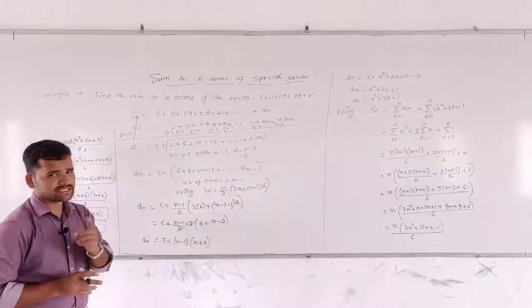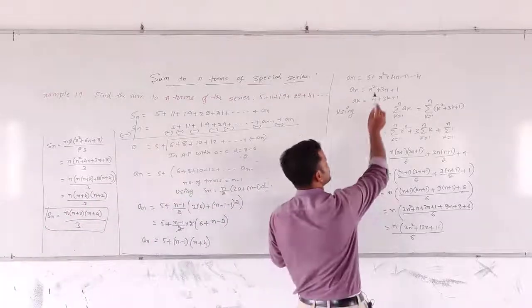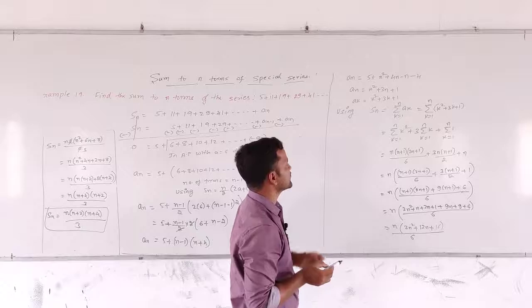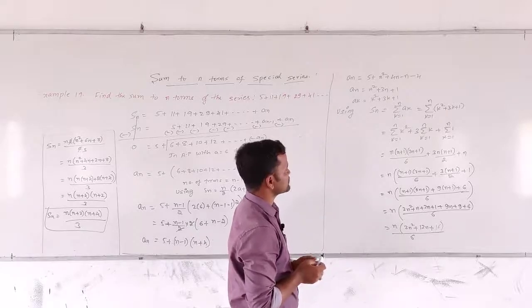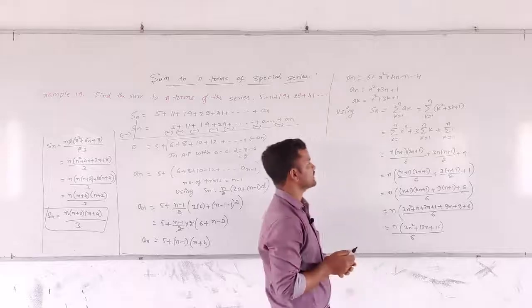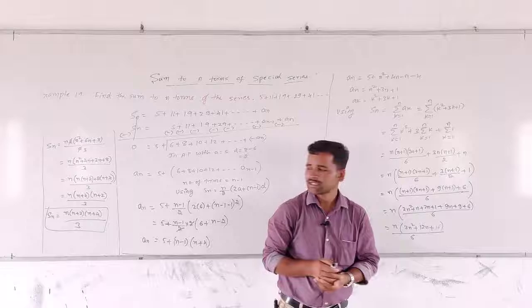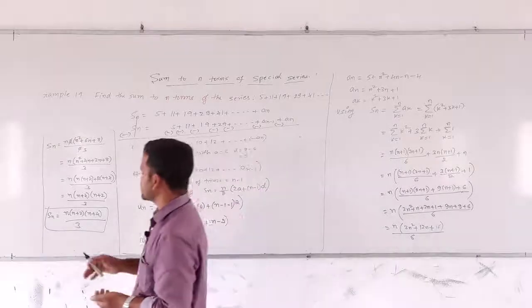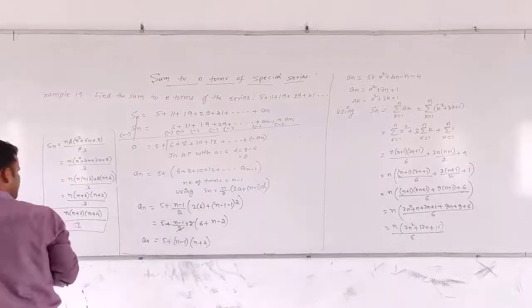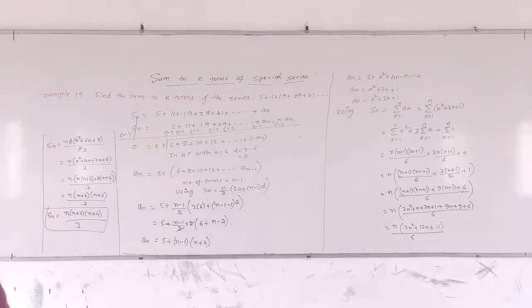This gives us the nth term of the special series. Nth term of the special series we got n square plus 3n plus 1. Then ak equal to k square plus 3k plus 1. Special series sum. Sn is equal to summation of ak, where k varies from 1 to n. Yes, if you go on solving like this, we will get the answer as Sn is equal to n into n plus 2 into n plus 4 by 3.